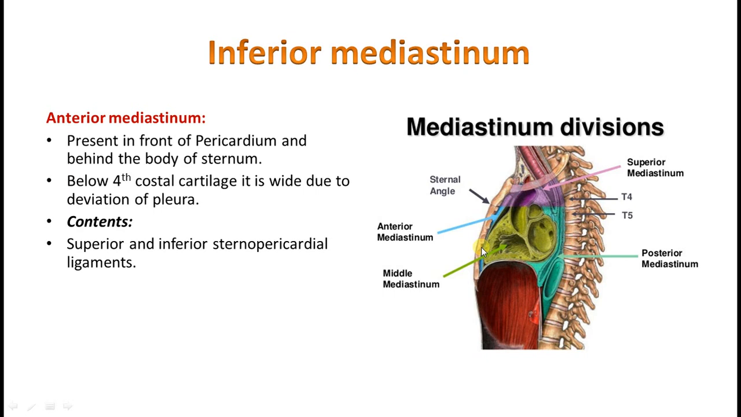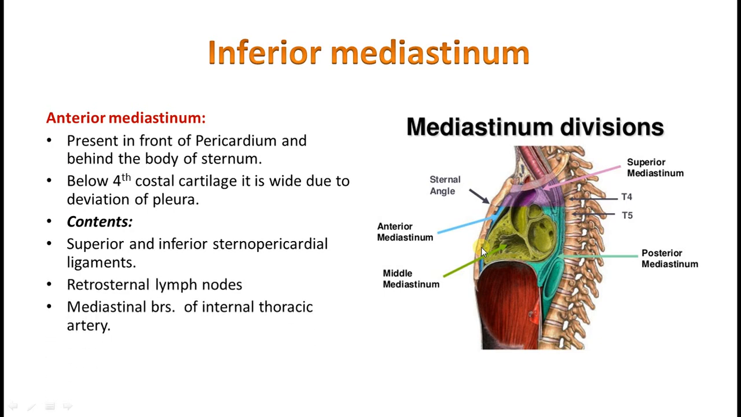Then you will have some mediastinal lymph nodes, or retrosternal lymph nodes. Then the internal thoracic artery, branches of the internal thoracic artery, and some loose areolar tissue. So you can understand there is not any important or vital structure present in the anterior mediastinum. Sternopericardial ligaments and mediastinal branches of the internal thoracic artery are present in this anterior mediastinum.